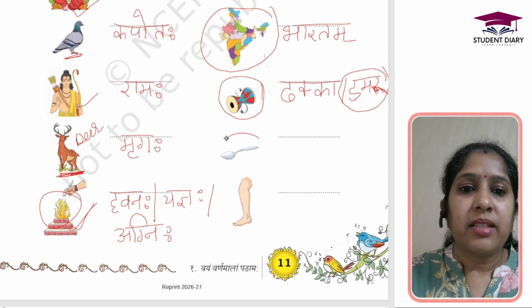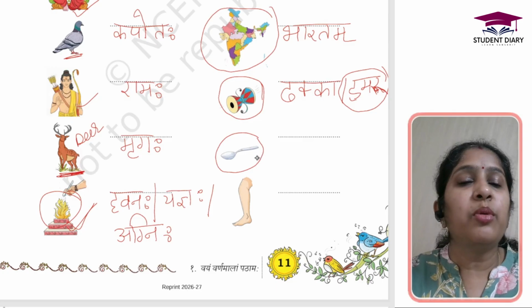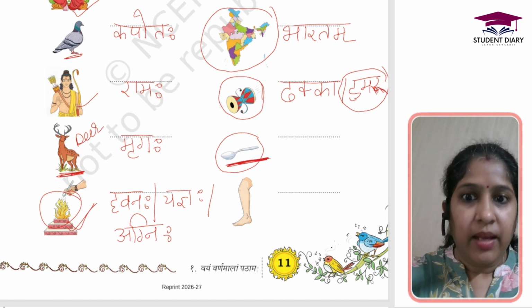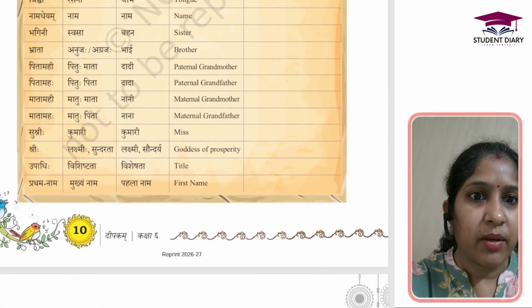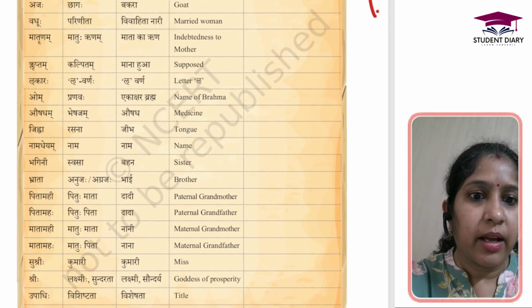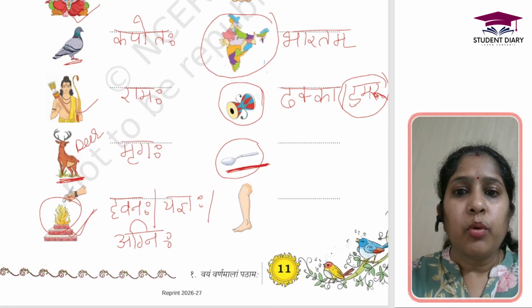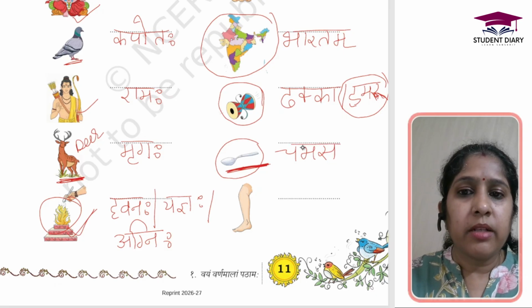Now next one. It is spoon. So what do we call spoon in Sanskrit? Anyone remembers? Anyone knows? In Hindi, we call it chammach. So, what do we say in Sanskrit? They must have given us the word about chammach. Okay, so spoon is called chamas. Basically, it is a feminine word. We can use it as chamasa also.